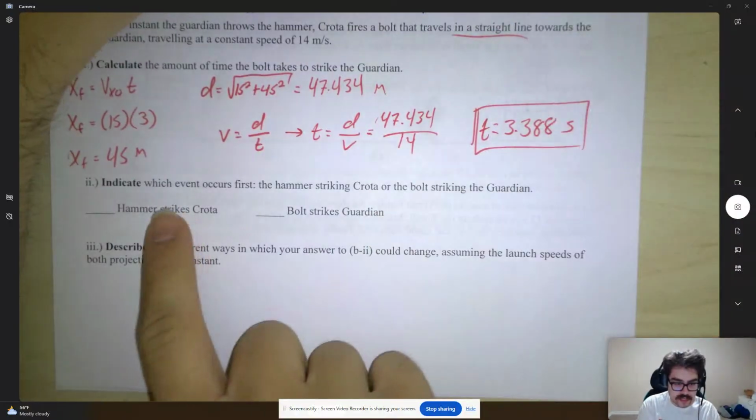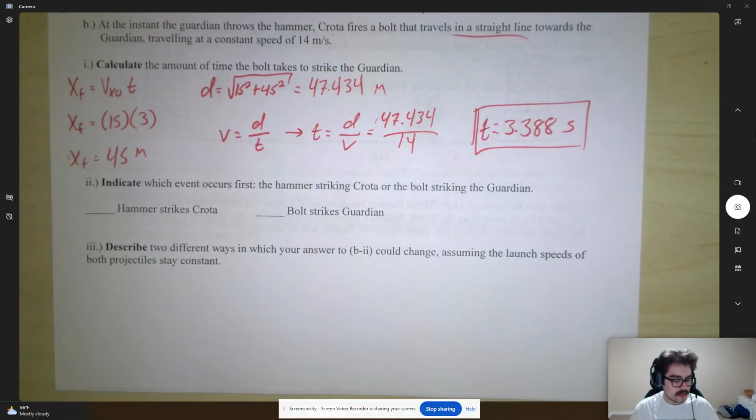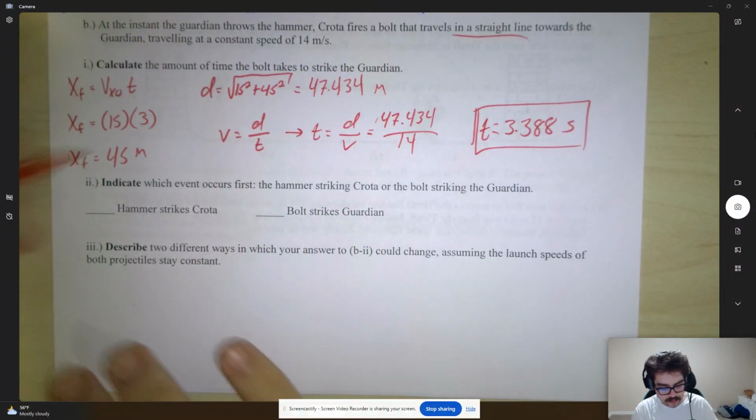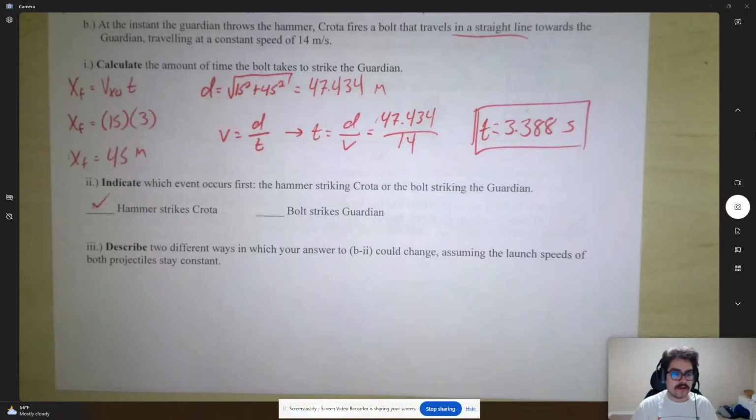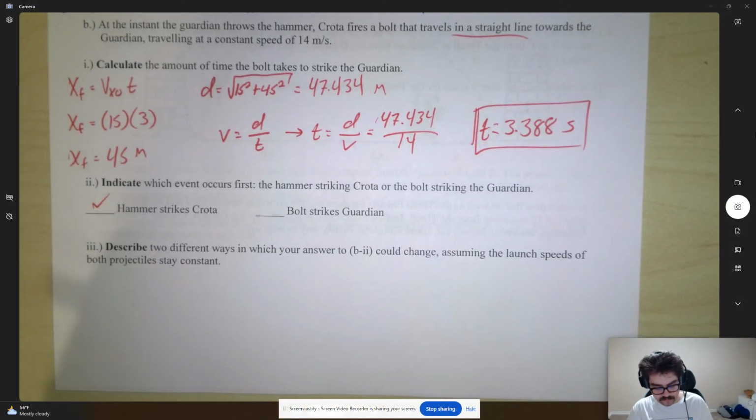Then the problem asks you to indicate which event occurs first. Does the hammer hit Crota or does the bolt strike the Guardian? You would say the hammer hits Crota. Okay? And no matter how you swing it, it's always going to hit Crota first.